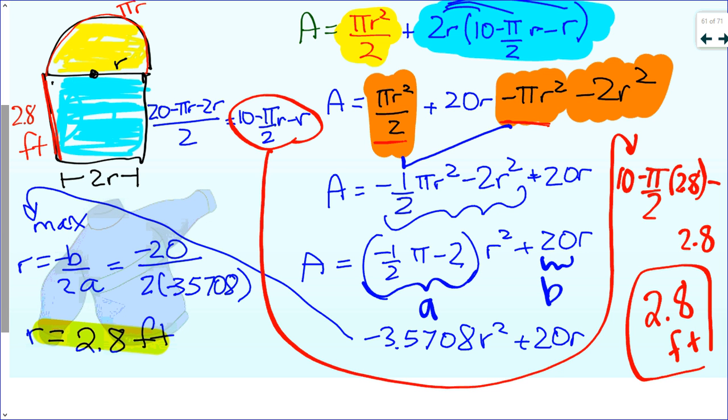Nadia? I did the same calculation for the radius, but I got a much bigger one. So you're gonna wanna put this whole denominator in parentheses. So it's gonna look like negative 20 divided by 2 times, is it 2.5708? Like that.